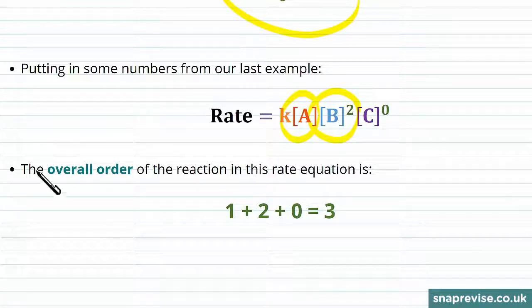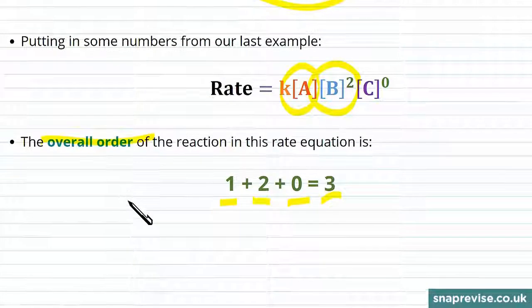could be anything. So the overall order for the reaction in this example is going to be the order of A, which is 1, the order of B, which is 2, and the order of C, which is 0, all added together. So 1 plus 2 plus 0 is 3, and the overall order for this equation is 3.